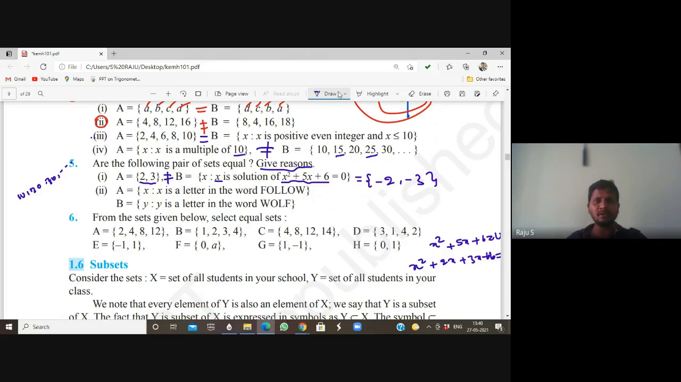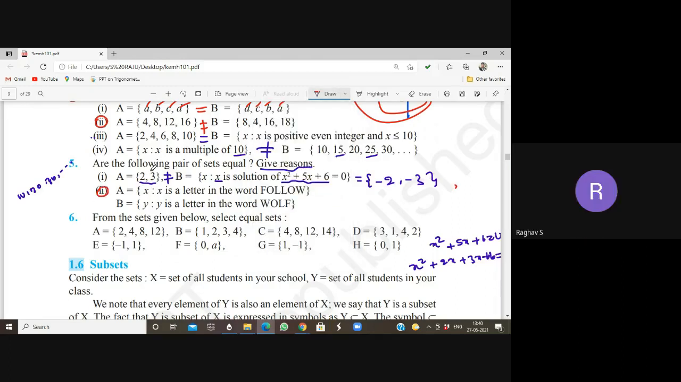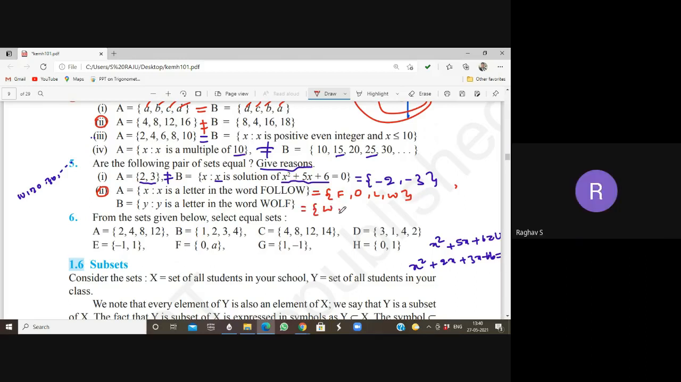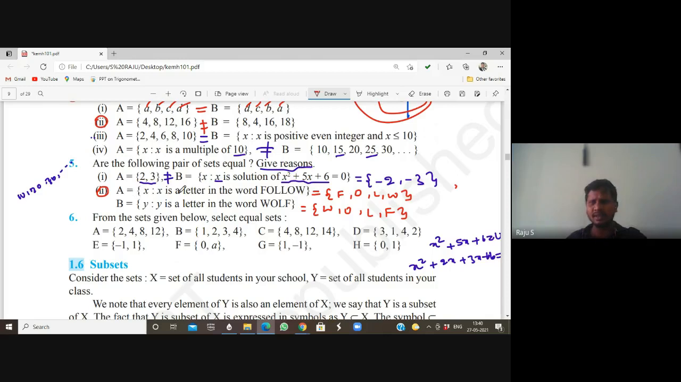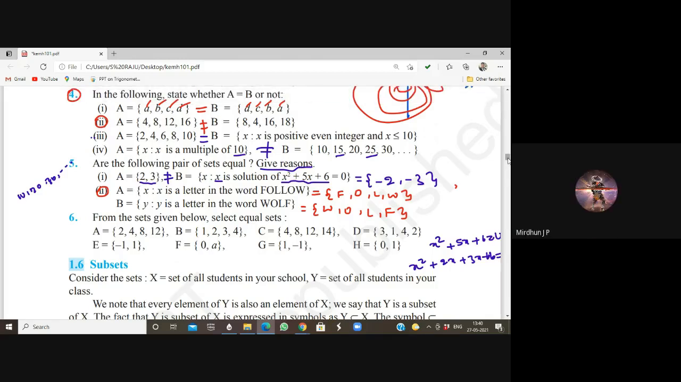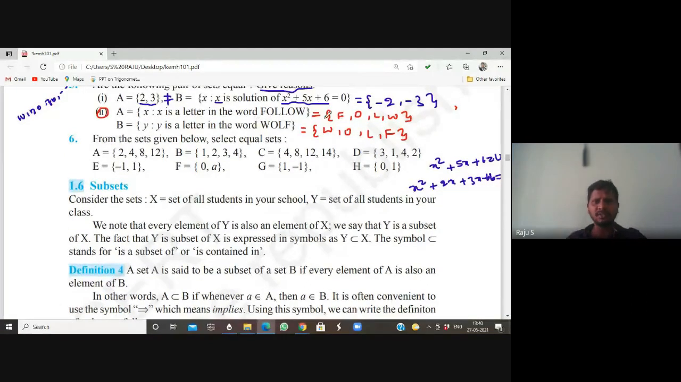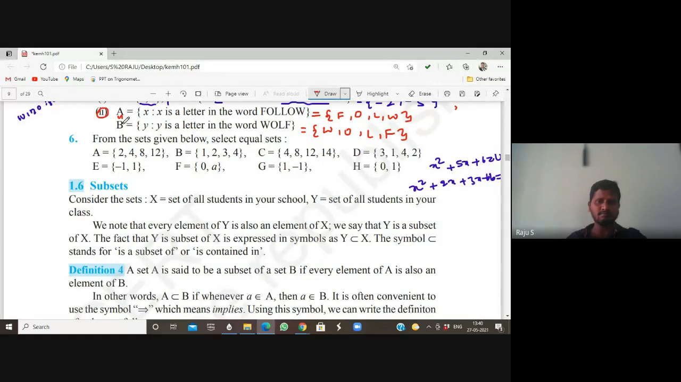Right. The question number, second subdivision. What about the second subdivision? Equal sets. Are you sure? Yes, sir, because in roster form letters are not repeated. Roster form you can write. Okay, FOLLOW. I have written in roster form. Here also it is better to write in roster form. WOLF. Do both sets A and B have the same number, the same letters? Yes, sir. Yes, so we can say clearly that they are equal. So A equal to B.